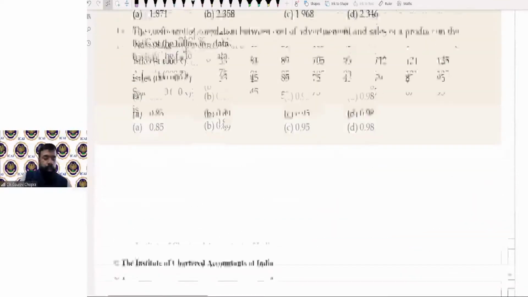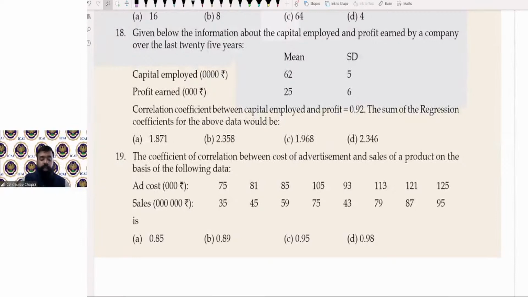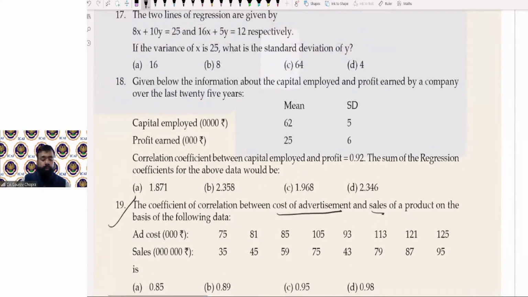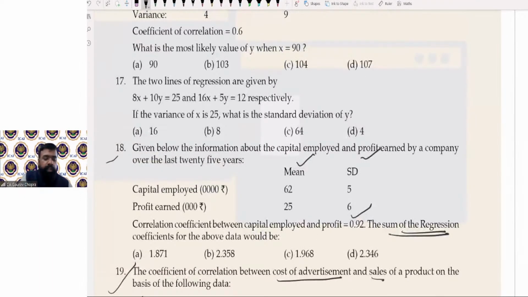If you see in reverse order, question number 19: the coefficient of correlation between the cost of advertisement and sales of a product. These two are the variables and you have to calculate the correlation between them. Simply put the values and get the answer. This is a direct and normal question. In 18, the mean and standard deviation are given, and the correlation is given. You have to find the sum of regression coefficients. So you have to find both regression coefficients, a direct question. This is not at all lengthy.